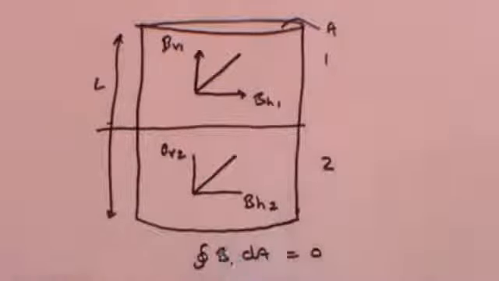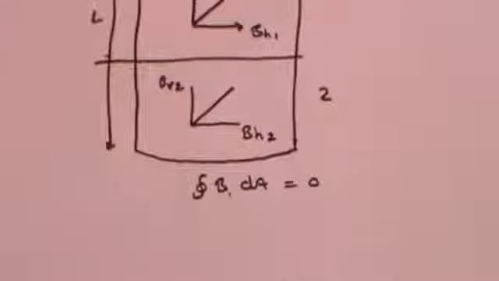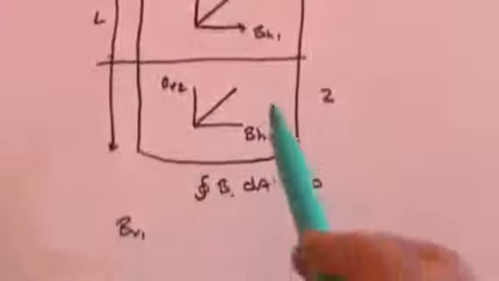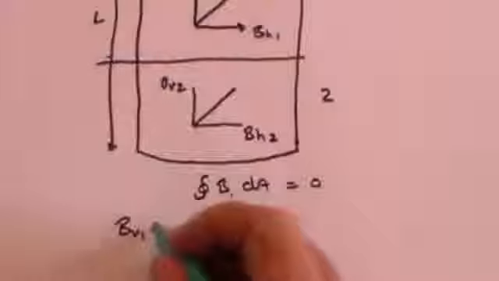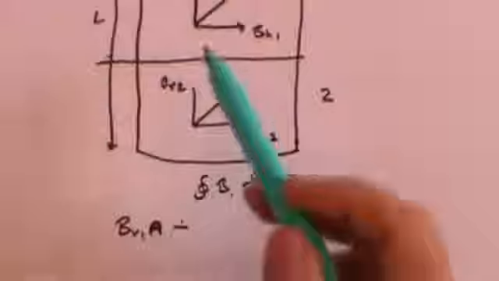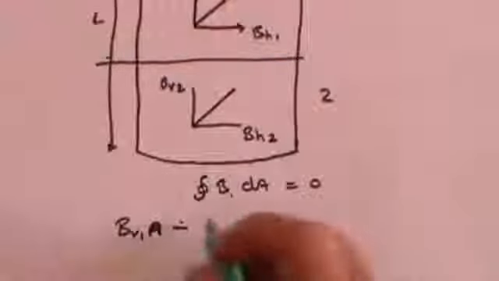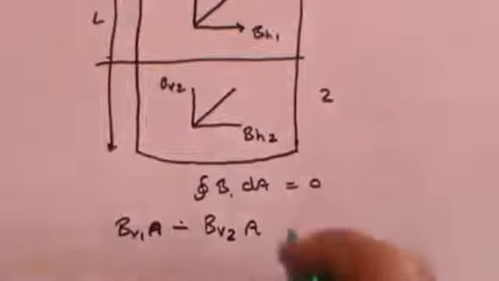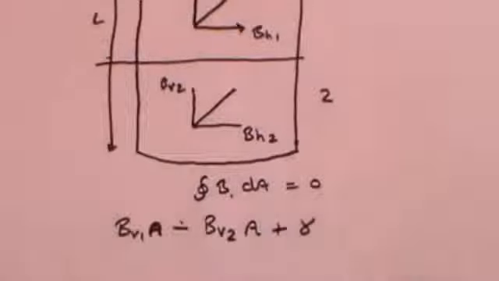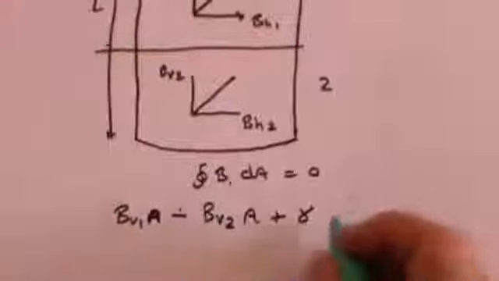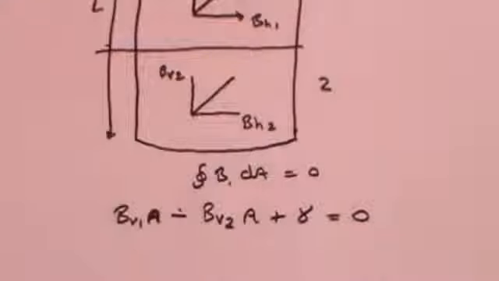So our integral becomes essentially a summation term of BV1, in other words our vertical vector here going out through the area at the top, minus, because this is now coming in the opposite direction, it's coming in rather than going out, so minus BV2 times the area at the bottom, plus the famous gamma term, which is everything that's going out at the sides. And that we know equals 0 because that's what Maxwell's equation tells us.